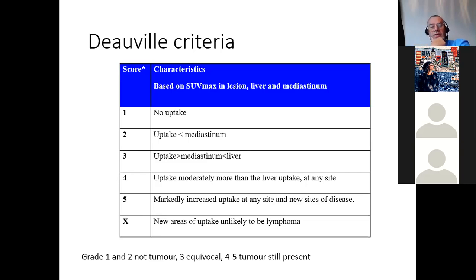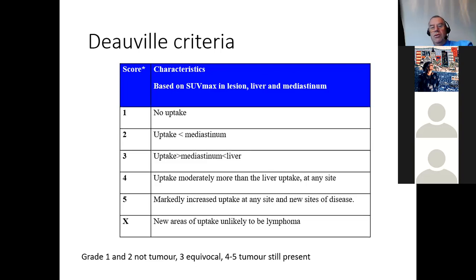So if you don't see any uptake, then it's a Deauville 1, that's a complete metabolic response. A little bit of uptake, but less than mediastinum, that blood pool, that's a Deauville 2, which today is also considered to be a metabolic response. Then 3 is uptake more than mediastinal, less than liver. That to some degree is considered to be a partial response. And then 4 is uptake which is more than liver, but just moderately. And 5 is significantly more than liver.